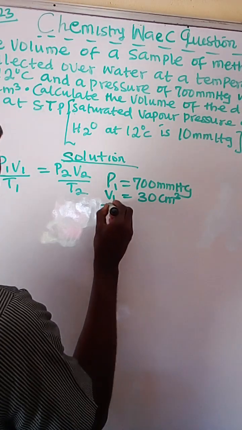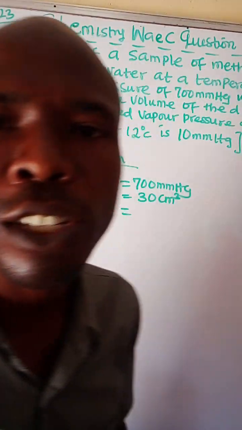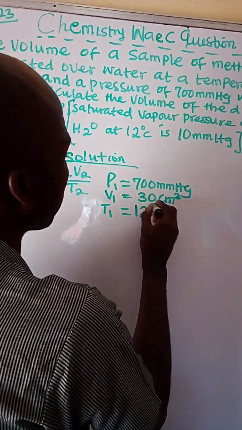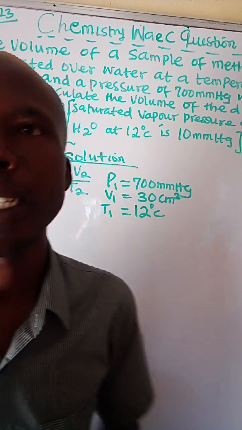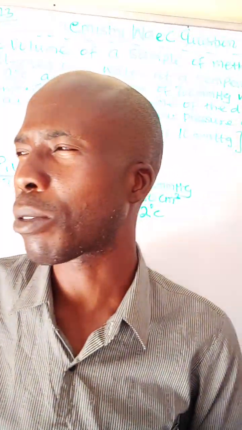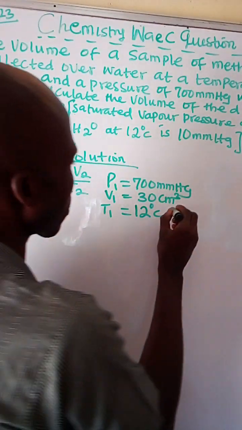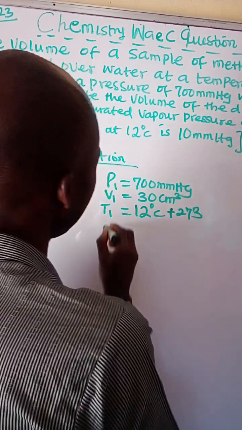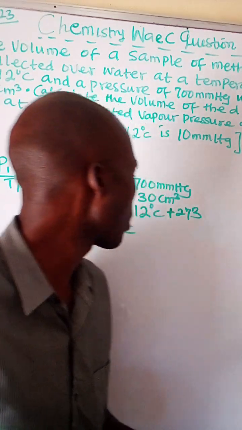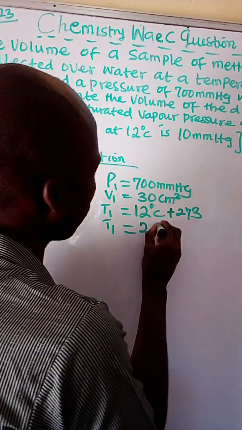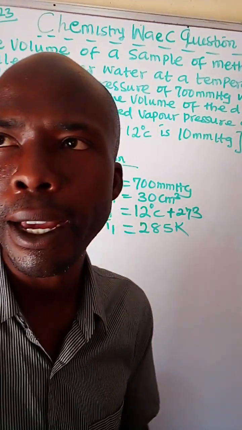Now, T1 is also given, that is temperature 1. It is given to be 12 degrees Celsius. Before you can make use of temperature in calculation, you need to convert the degrees Celsius to Kelvin. And how do we do that? We do that by adding 273. So T1, by the time you add 12 to 273, you are going to have 285. I now have 285 Kelvin. So this is what I'm going to use during my calculation.